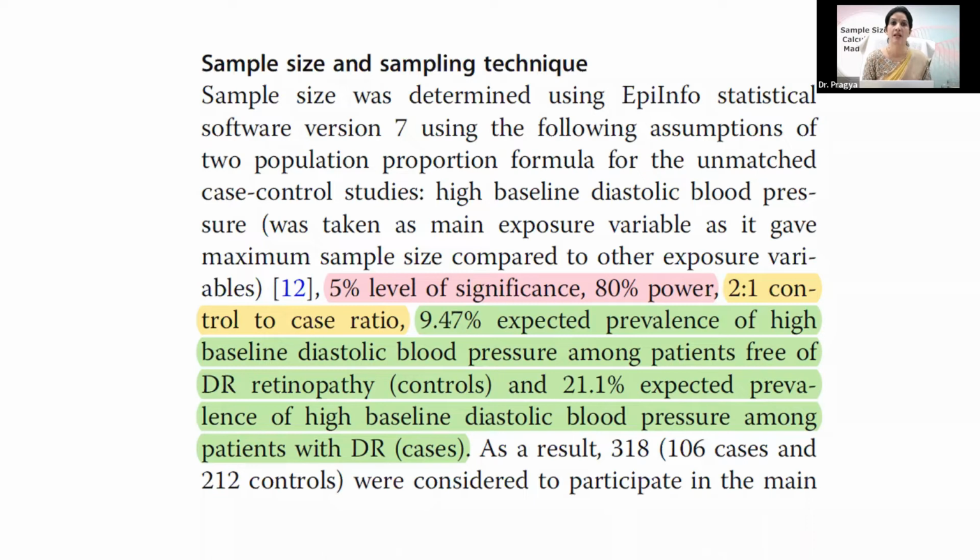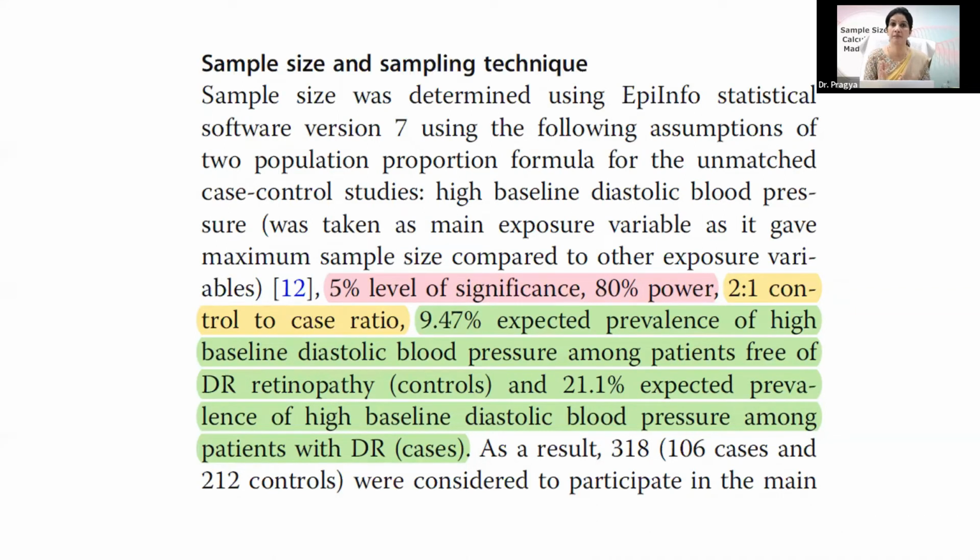In this case, the diastolic blood pressure was giving the highest sample size, or you can see the lowest odds ratio, because the lower the odds ratio, the higher the sample size. So the odds ratio he has taken. Now let's see what the inputs are in this case. The level of significance is 5%, the power is 80%. The ratio this author has taken is 2:1, meaning for one case, two controls.